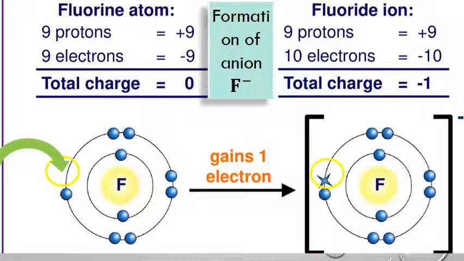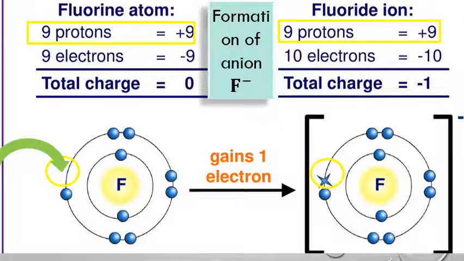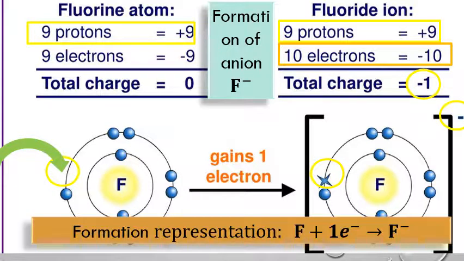When it gains that electron, here you see the one that has a different shape, like a star. This is the 1 electron that the fluorine gained. Initially the fluorine atom had only 9 electrons. Now it gained an electron, so it becomes 10 electrons. Look at the fluoride ion. Now it has positive 9 particles, which are protons, and minus 10, which are electrons. If I subtract them, the total charge will be minus 1. So the charge carried by the fluoride ion is negative 1. This is how a fluoride ion is formed. And this is the formation representation equation. Initially I had F, the fluorine atom alone, plus 1 electron, which gave me the F minus ion.